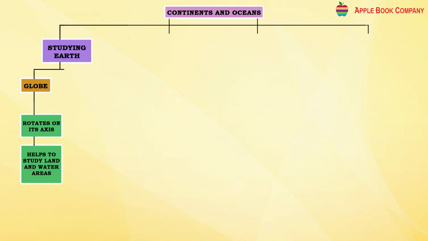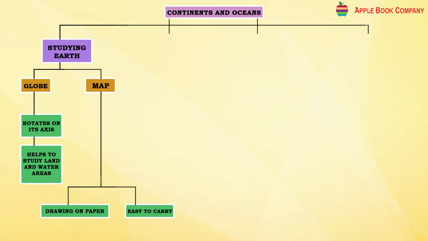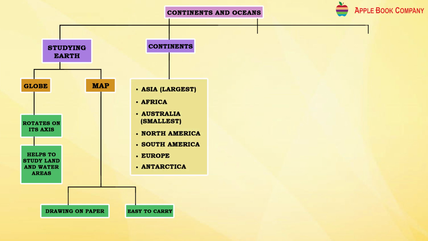Mind map. Continents and oceans. Studying Earth. You can study through a globe, which rotates on its axis and helps to study land and water areas, and a map, a drawing on paper, easy to carry. Continents. There are seven: Asia, which is the largest, Africa, Australia, which is the smallest, North America, South America, Europe, Antarctica.